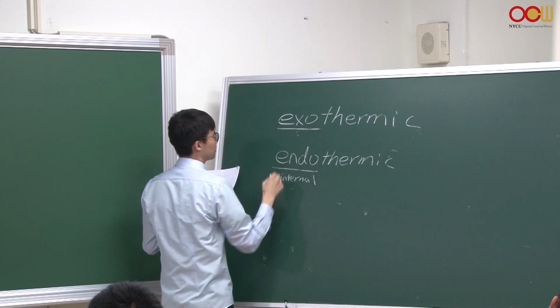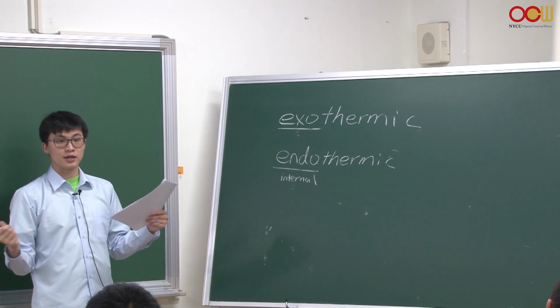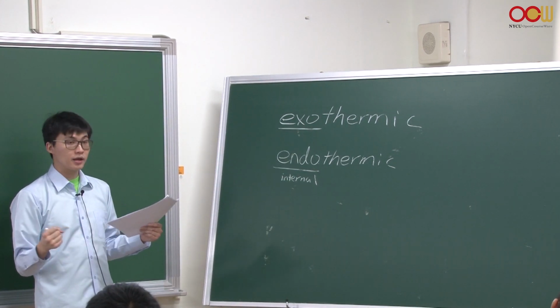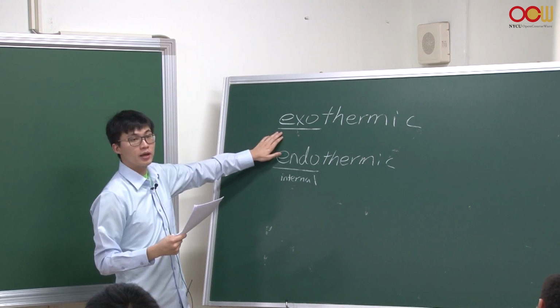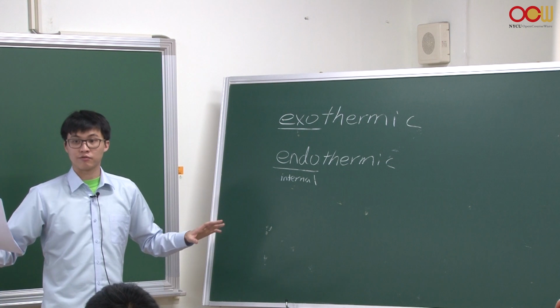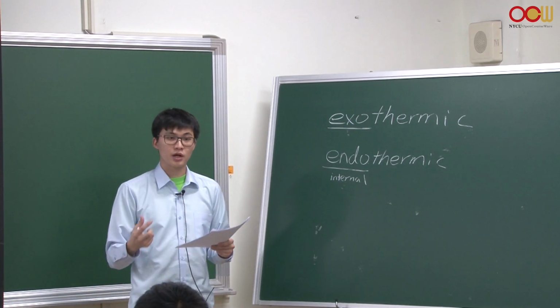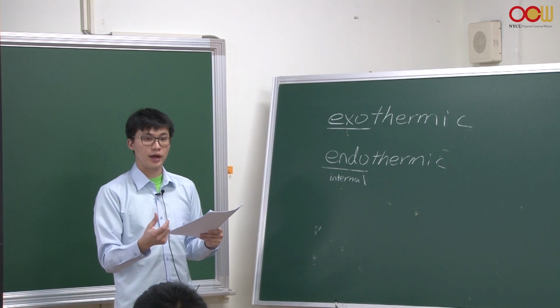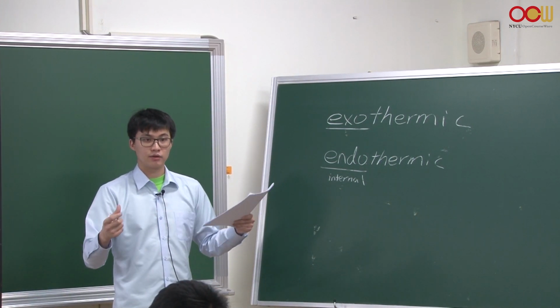And this is the opposite of internal, so you just have to memorize this. Endothermic means it's absorbing heat from the surrounding. Exothermic means you're releasing heat to the surrounding. So when we're talking about a chemical reaction, we're talking about our system, okay? So there's a system, your chemical reaction, and surrounding, okay?